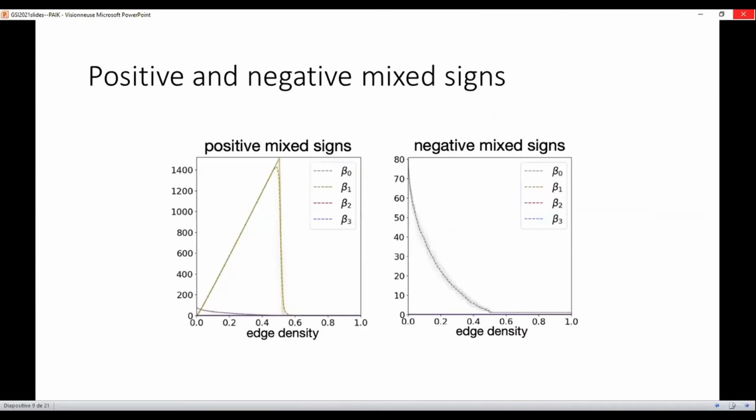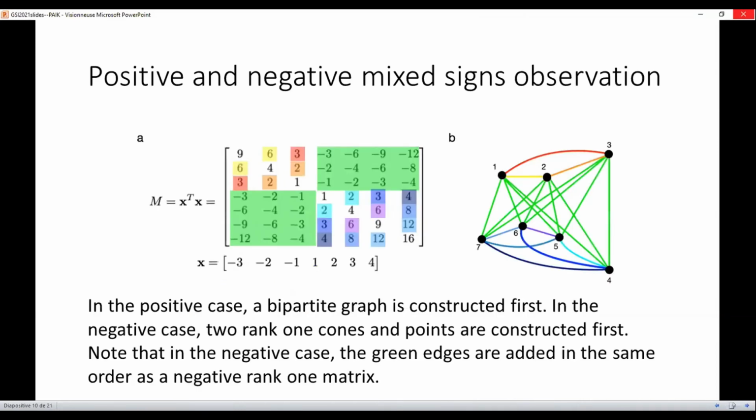Okay, so next are the two cases: the positive mixed signs and the negative mixed signs case. In the positive mixed signs case, we see that the Betti 1 is going to be increasing linearly until around 0.5 or so, and then it drops significantly and becomes all 0. But for Betti 2 and higher, they're all identically 0. In the negative mixed signs case, we're going to just have all identically 0 Betti curves. So how do we prove this? We make an observation.